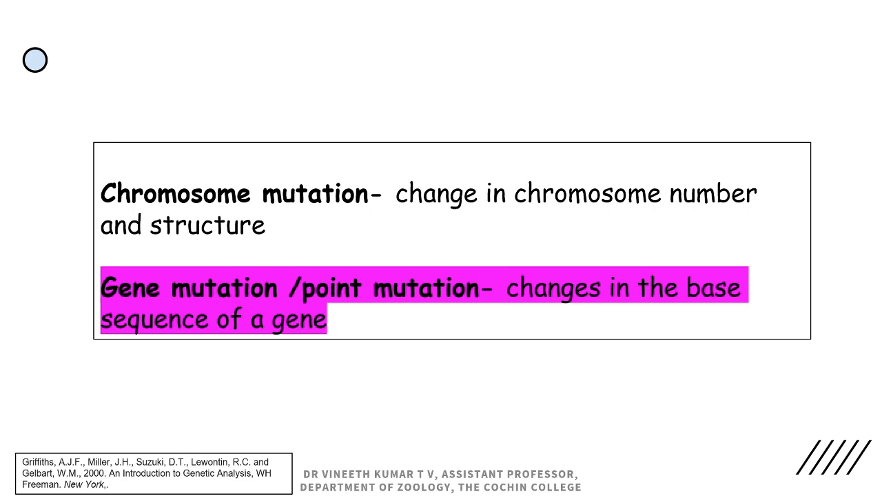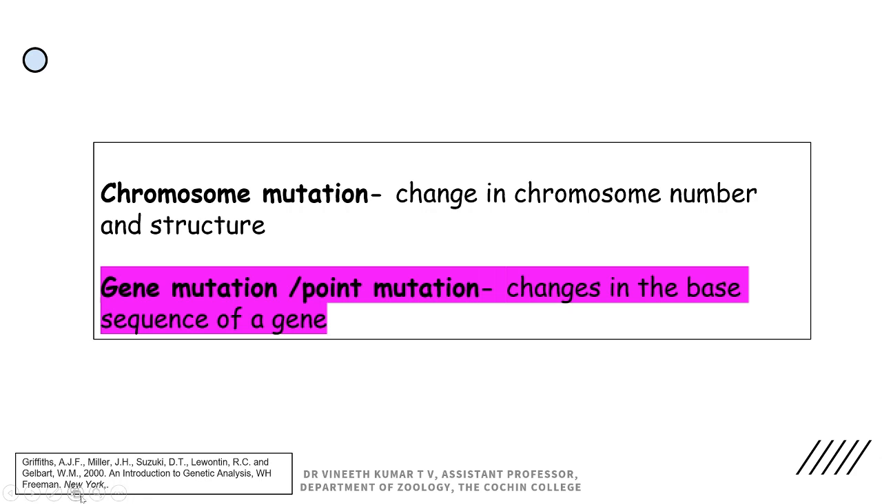These are changes in the base sequence of the gene, and that will result in an abnormal protein being formed, or that may affect the synthesis of the protein, etc. So, depending upon where the mutation occurs, gene mutation or point mutation can either occur in the gene region.